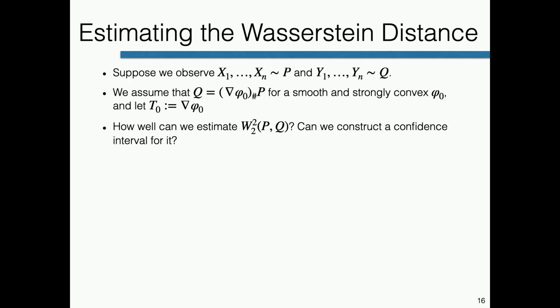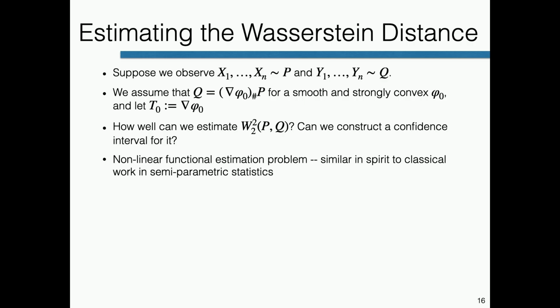And maybe another statistical question that one might ask is, okay, can I construct a confidence interval for it? So can I construct some set that with high probability will catch this parameter that I don't know? Okay, and this is a nonlinear functional estimation problem. So what does that mean? I'm saying that in this setting, I don't care about the distributions P and Q. I don't care about the transport map. All I care about is a single number, which is the Wasserstein distance between P and Q.